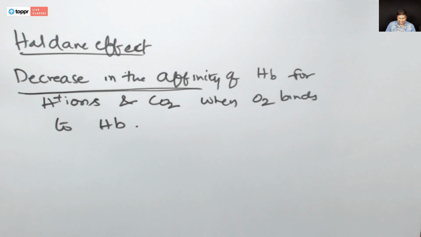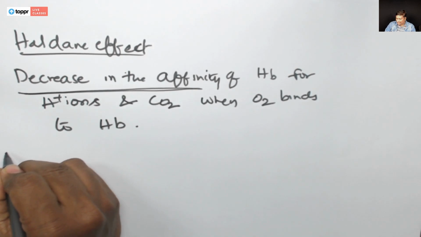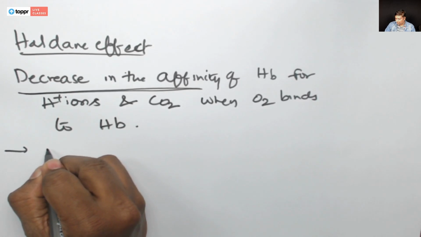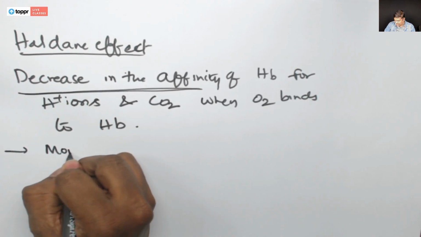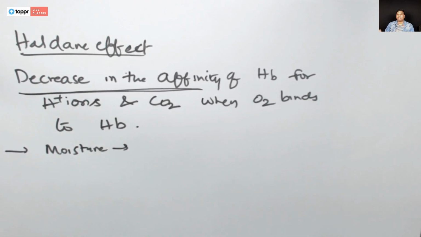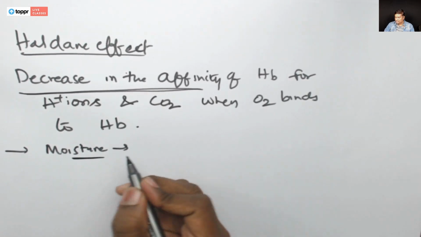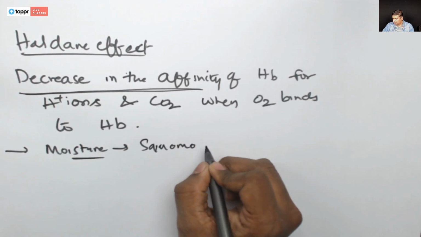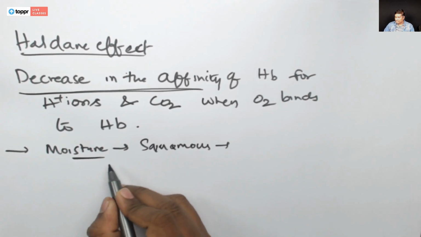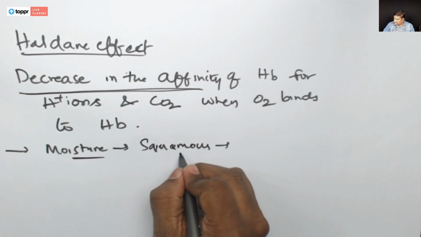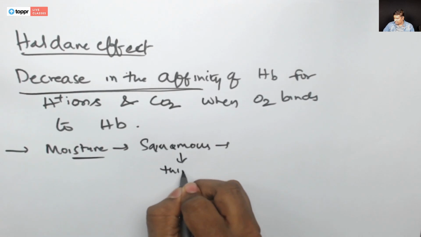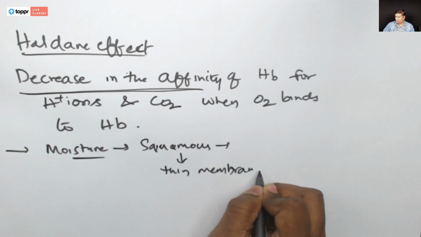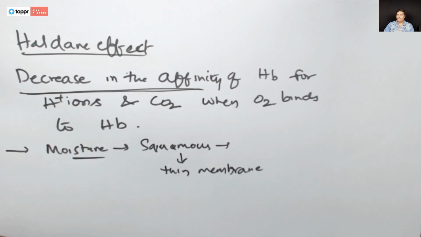Yeah, so a few questions that were asked were, why squamous epithelium layer? The reason is wherever you need moisture, that moisture is provided by squamous epithelium. Moreover, these squamous epithelial layers have very thin membranes, which allows the diffusion of oxygen from the alveoli into the capillaries very easily.